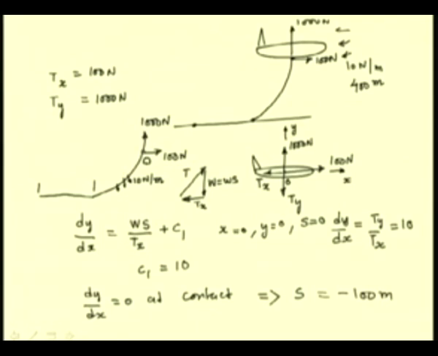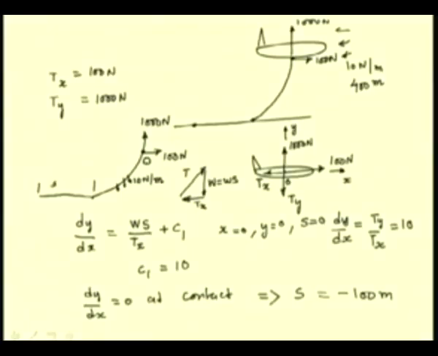So, that means the length of the cable between this portion where the coordinate is 0 to the point where it is in contact with the ground is 100 meters. So, of the total length of the cable, which is 400 meters, 100 meters of the cable is hanging, and so the remaining 300 meters is lying on the ground.